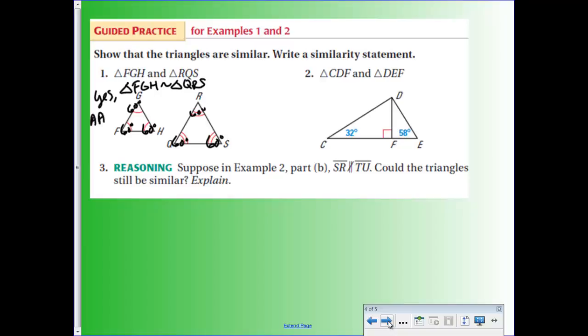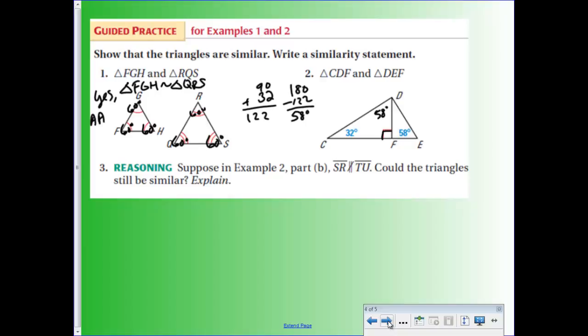Number 2. We have 32 degrees, we have 90 degrees, and how do I find this one? How many degrees in a triangle? 180, so what do we do? Yeah, add 90 and 32. Gives us 122, 180 minus 122 gives us 58 degrees. So this angle right here is 58 degrees, right?